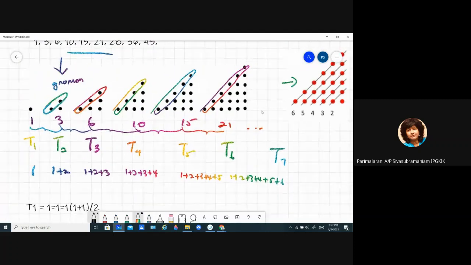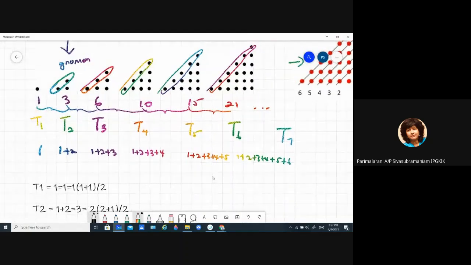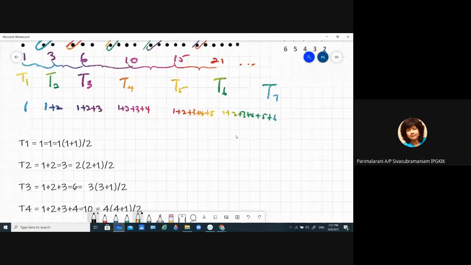So we see a pattern here in triangular numbers, that the sum of two consecutive triangular numbers always results in a square number. Okay. Now, how do we derive the formula for triangular numbers? Say, how many dots are there in the 60th triangle? How do we find that out?